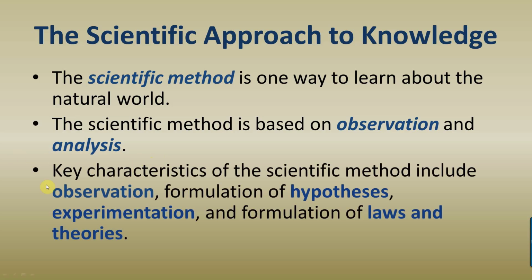Other key characteristics of the scientific method include, of course, observation, which we talked about, a hypothesis. Hypothesis is very important. In many ways, it's the most important step in employing the scientific method, the formulation of a hypothesis. And then, of course, there's experimentation, and then perhaps eventually the formation of laws or theories. So let's take a look at observations.